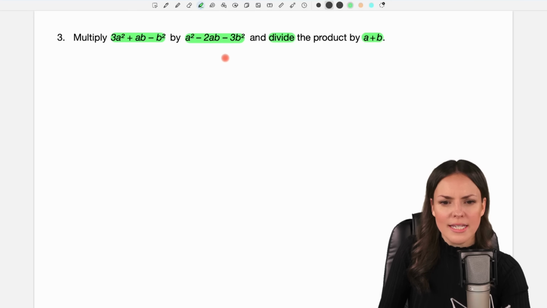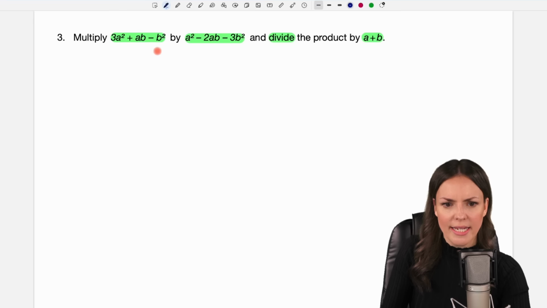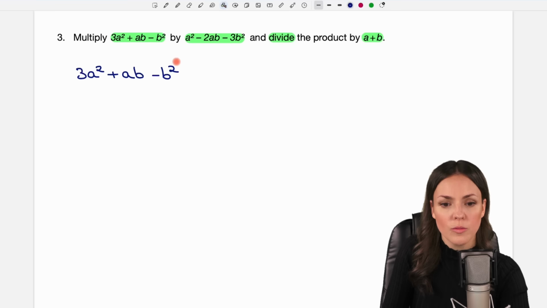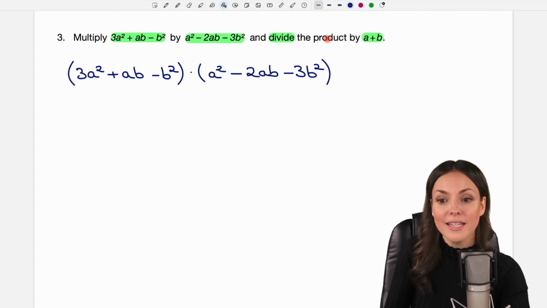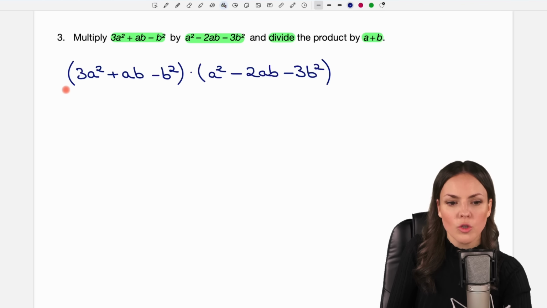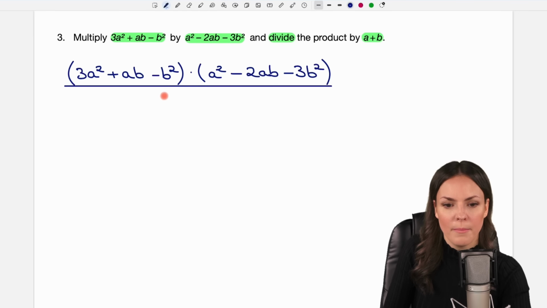So maybe let's write down the expression they want us to create. They say that we shall multiply these two, so we take the first one, write it in parentheses, because we shall multiply this by this expression here. So by a squared minus 2ab minus 3b squared. And then they tell us to divide this product by a plus b. So we divide this whole thing by a plus b.